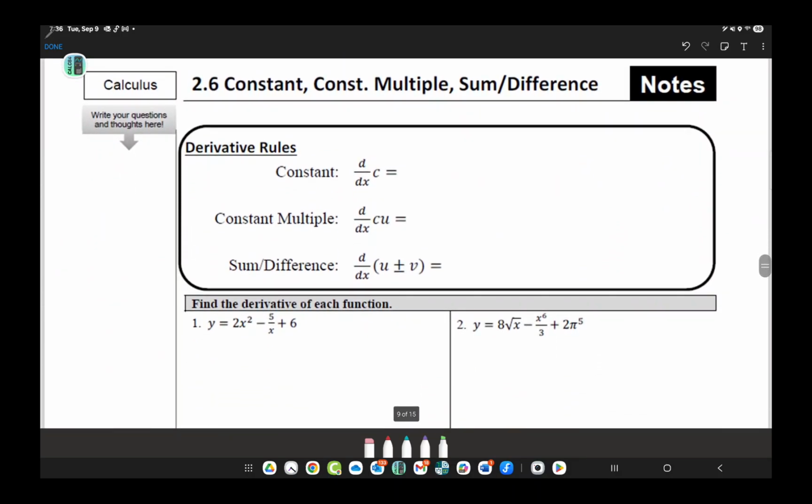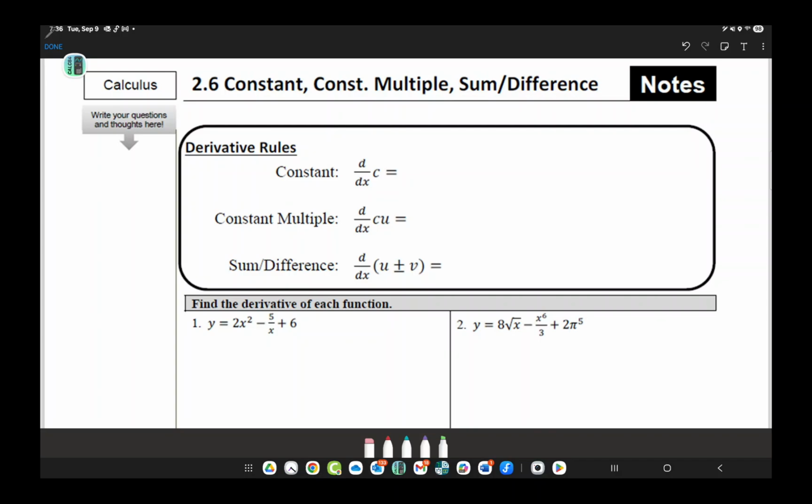All right. Now, we are going to still do some of these power rules, but what we've done so far is just monomials. Okay, what happens if we have polynomials? Well, we're going to talk about several different rules for derivatives.